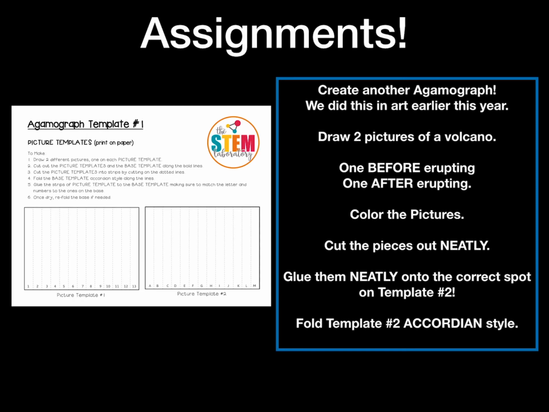So you can either do it where the lava is falling down the sides of the volcano, or the lava is all the way up in the air still. If you don't want to do lava, you want to just do ash, you can do that as well. So you are going to draw that with pencil, and then you're going to color it neatly. Remember to cut out the pieces, and then glue them neatly onto the correct spot on template 2. I could not attach template 2 to this document, but it is in your packet. And then remember to fold it in accordion style.